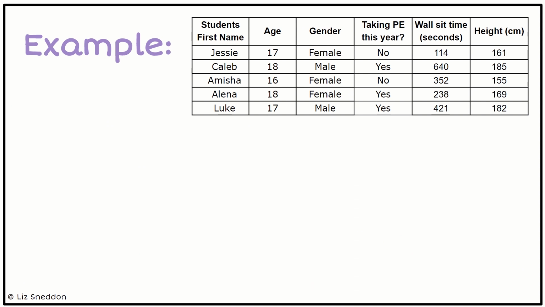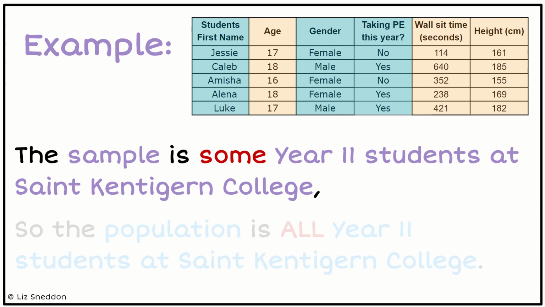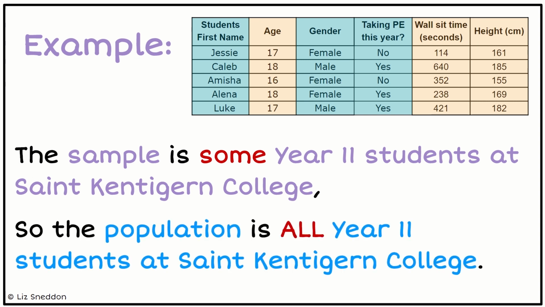So here's our example, and first of all, I want to identify the categorical variables. So the variables that have word answers: our student's first name, the gender, whether or not they take PE. Those are our categorical variables. Then identify the numeric variables, so our numbers: age, Walsit time, and height. Those are our numeric variables. Our sample is some of our Year 11 students at St Kentigern College, and the population is all of the Year 11 students at St Kentigern College.